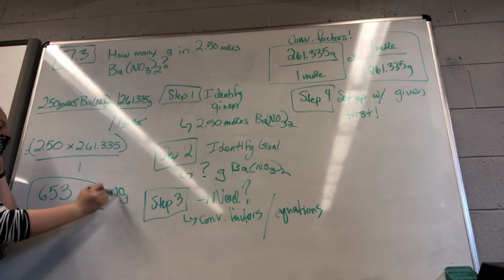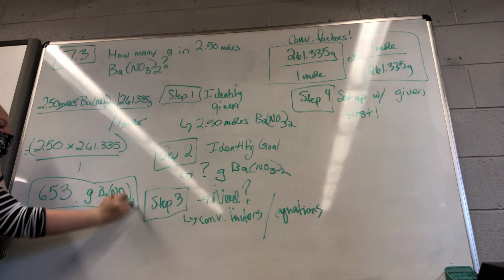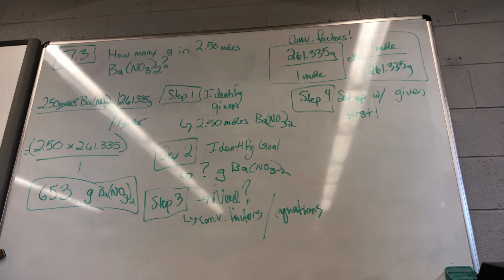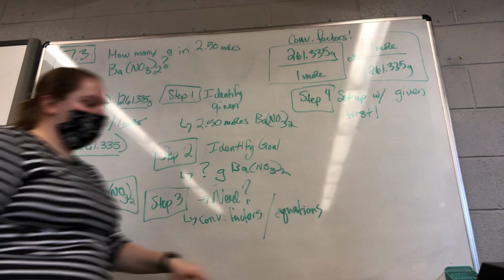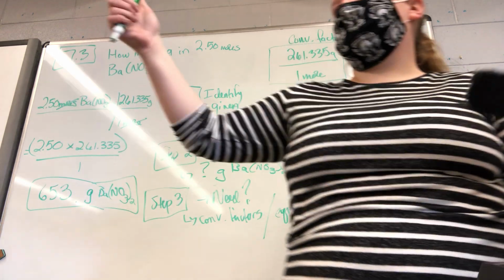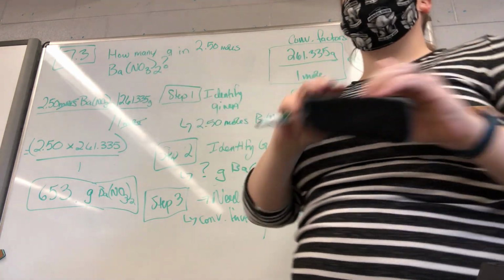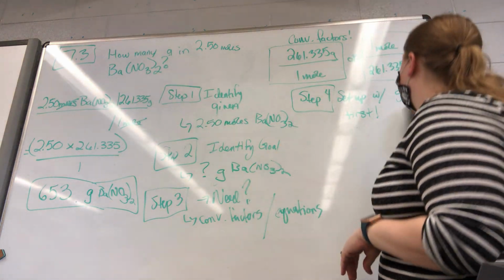Don't forget your unit. Part of your unit is the name of the substance. The unit is not just grams, it's grams of barium nitrate. So part of your unit is always the substance you're calculating. All right. How do you feel about that? Pretty good? Yep. It's not too difficult, but it is something to pull out of your brain from last semester.